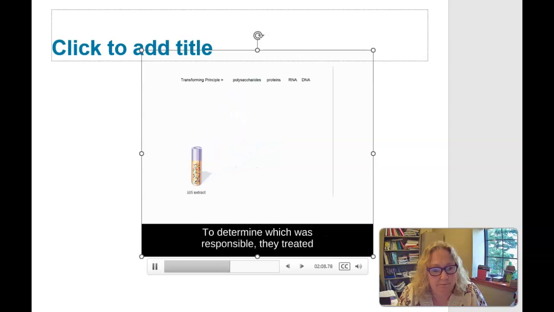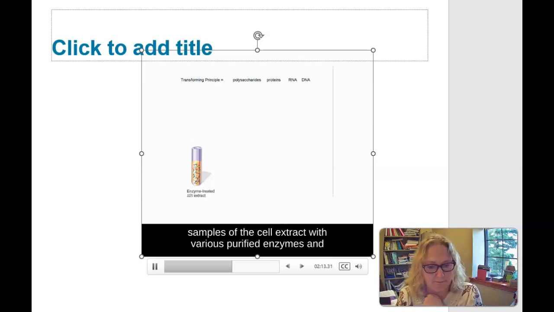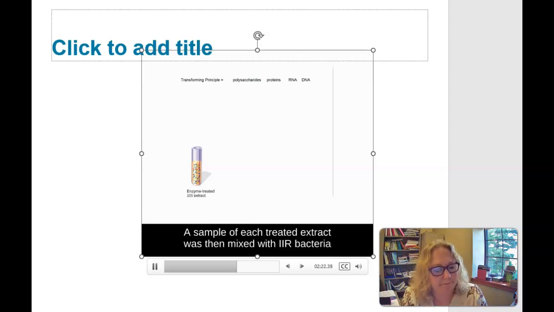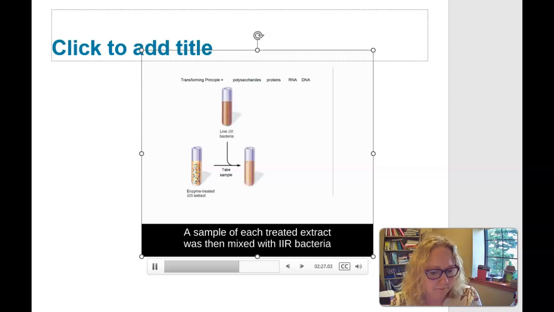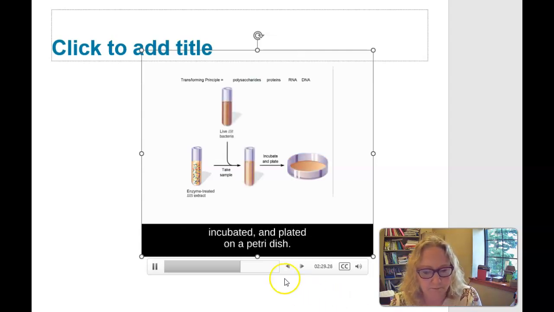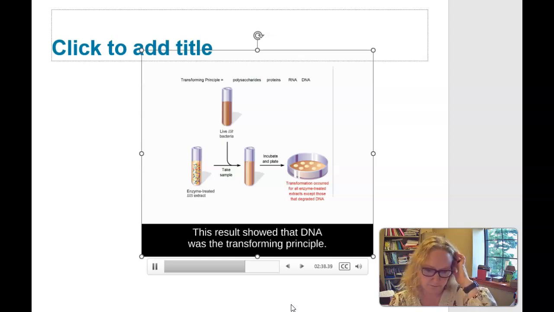To determine which was responsible, they treated samples of the cell extract with various purified enzymes and crude enzyme preparations containing enzymes that could degrade one or more of the macromolecules. A sample of each treated extract was then mixed with 2R bacteria, incubated, and plated on a petri dish. 3S colonies appeared on the plate after all enzyme treatments except DNA-degrading enzyme. This result showed that DNA was the transforming principle.